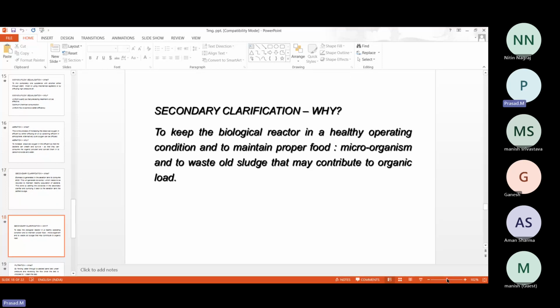Secondary clarification, why? To keep the biological reactor in a healthy operating condition, to maintain the proper food to microorganism ratio, and to waste old sludge that may add to the organic load. This is very important because food means nothing but pollutant and microorganism means nothing but bacteria. So that food to microorganism ratio we have to maintain. For maintaining this ratio only we are recirculating the sludge and wasting the sludge, right?